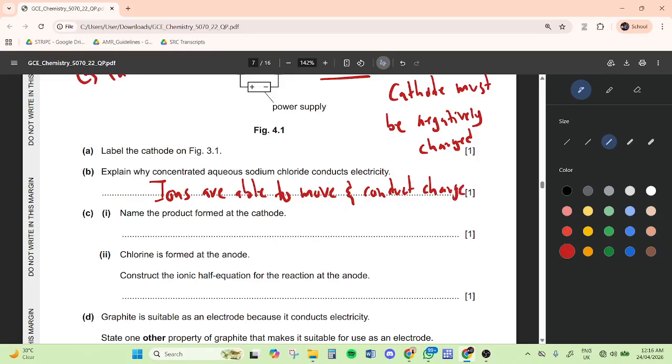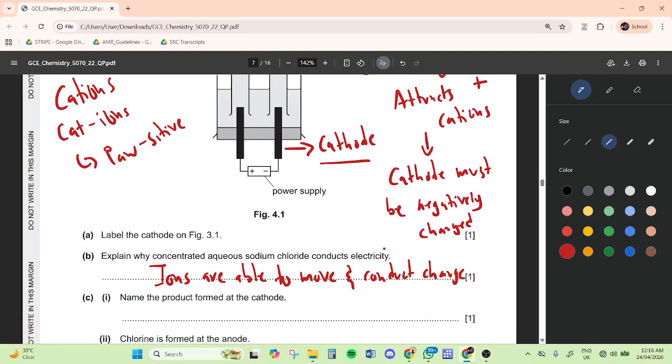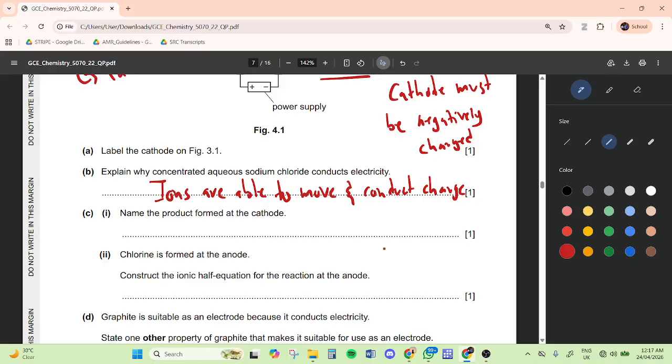Name the product formed at the cathode for this reaction. So because we're looking at positive ions, you know that it's attracting hydrogen ions. So as it's attracting hydrogen ions, those hydrogen ions are going to turn into hydrogen gas. So hydrogen ions turn into hydrogen gas. Or you could just write H2. Chlorine is formed at the anode.